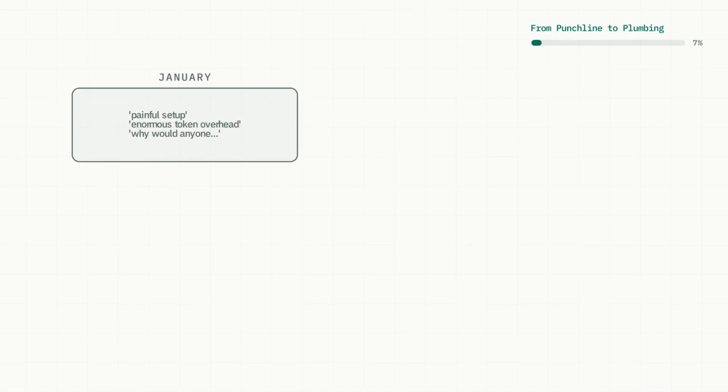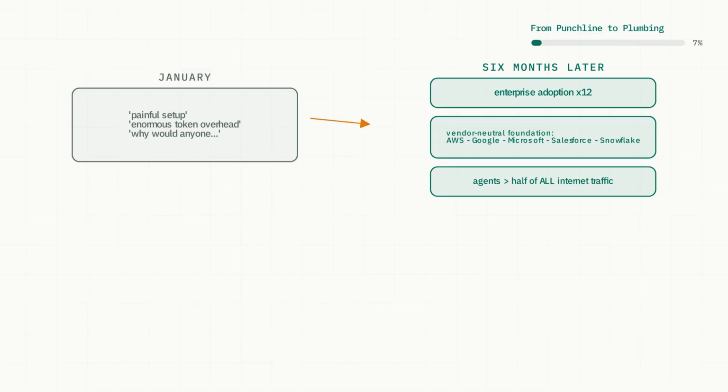In January, the Model Context Protocol was a punchline. Developer forums were full of the same complaint: painful setup, enormous token overhead. Why would anyone burn tens of thousands of tokens on a protocol operation that a direct command line call does for a couple of hundred?